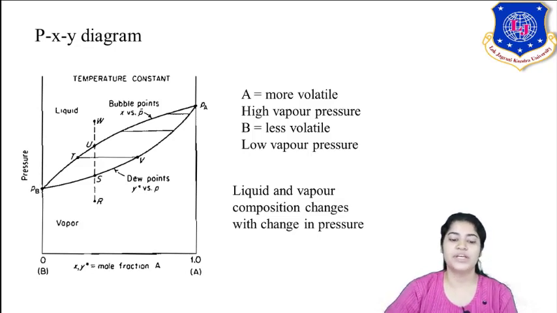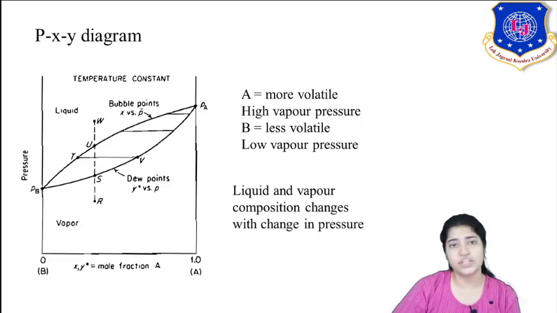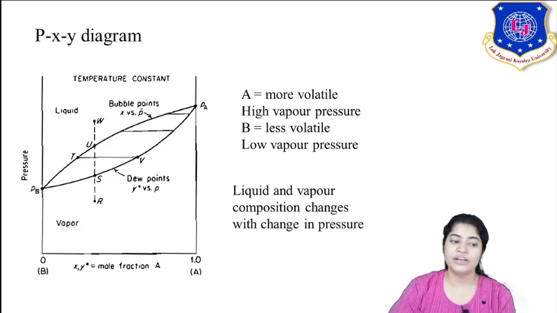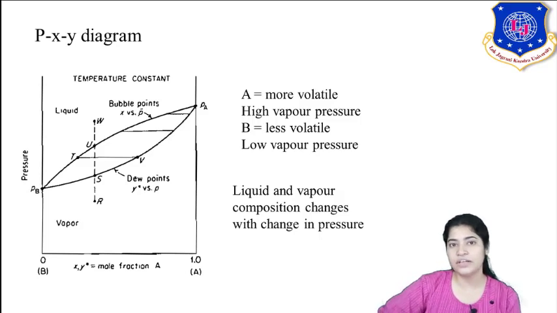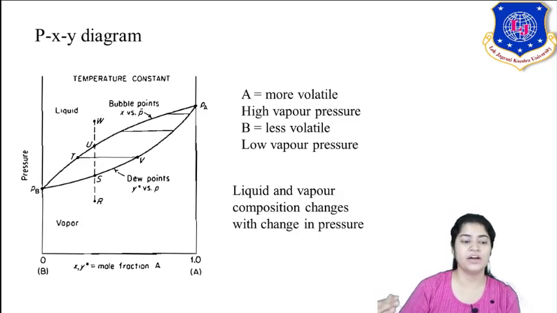Now here, the liquid and vapor phase composition changes with change in pressure. What I have done is I have kept my temperature constant, just like the TXY diagram. The above portion is liquid, whereas at the bottom it is vapor. To convert liquid to vapor, I have to decrease the pressure. As I decrease the pressure at that temperature, my liquid will start to vaporize. So in the top area you have liquid, whereas in the bottom area you have vapor.